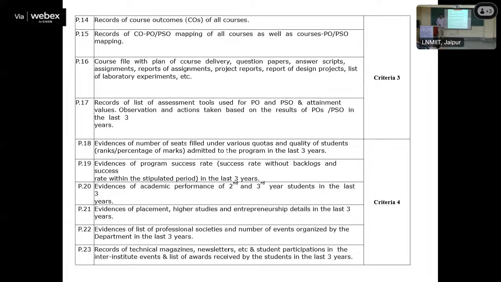So the COs' approval in the departmental meetings, that record. Yes, MOM of that. Yes, MOM. Similarly, 15, same, CO-PO mapping.